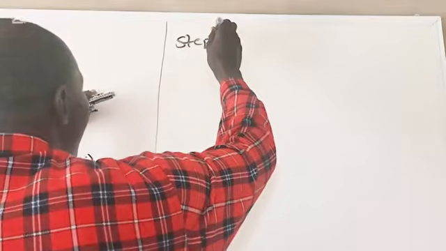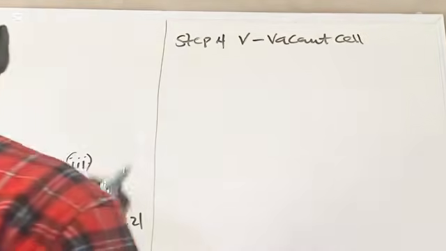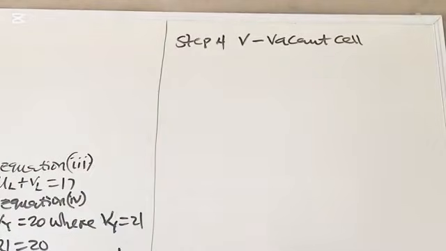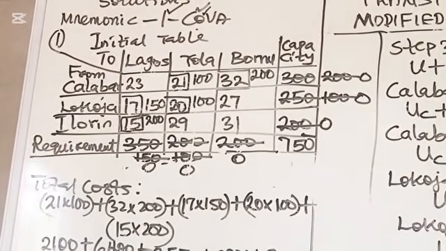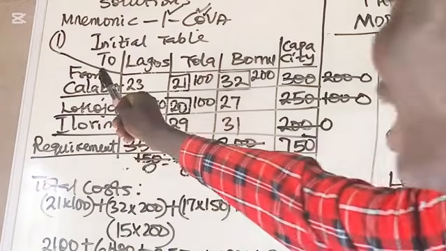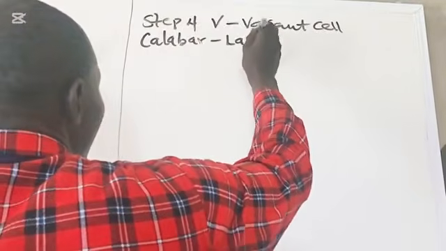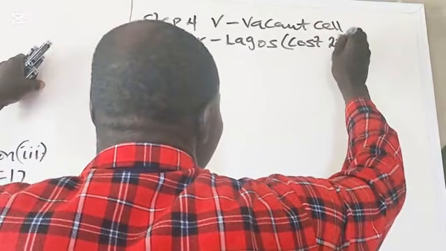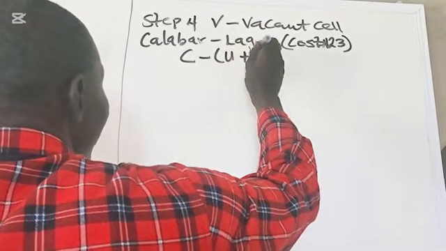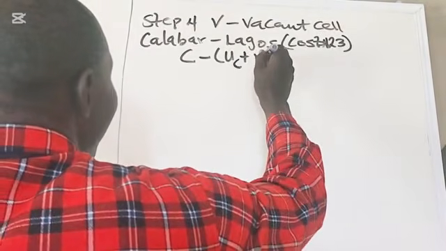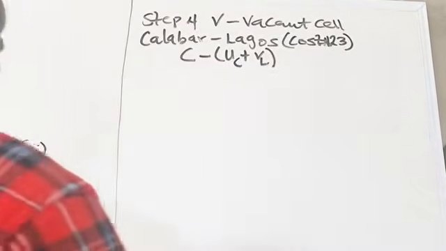That is step number 4, from ICOVA, which is V, for vacant cell. So we want to use the vacant cell now, the cell in which no assignment is made. If you go back to the table, the first one in which no assignment is made is Calabar to Lagos, and the cost is 23 naira. Remember, the equation is C minus U plus V. So this U will be UC and this V will be VL, which is U for Calabar, V for Lagos.